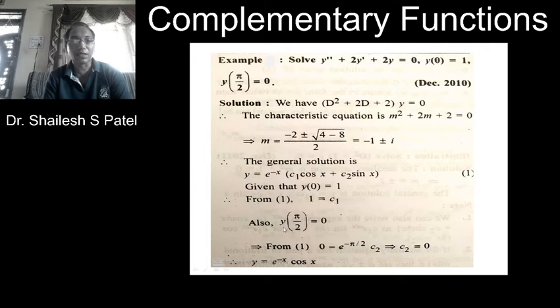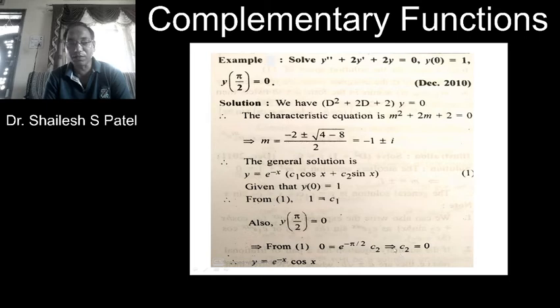Then we use the second condition, y(pi by 2) equal to 0, that means x equal to pi by 2 and the value of y is 0. If we put the same values in the same solution 1, we get 0 equal to e raised to minus pi by 2 times c2, that means c2 equal to 0.